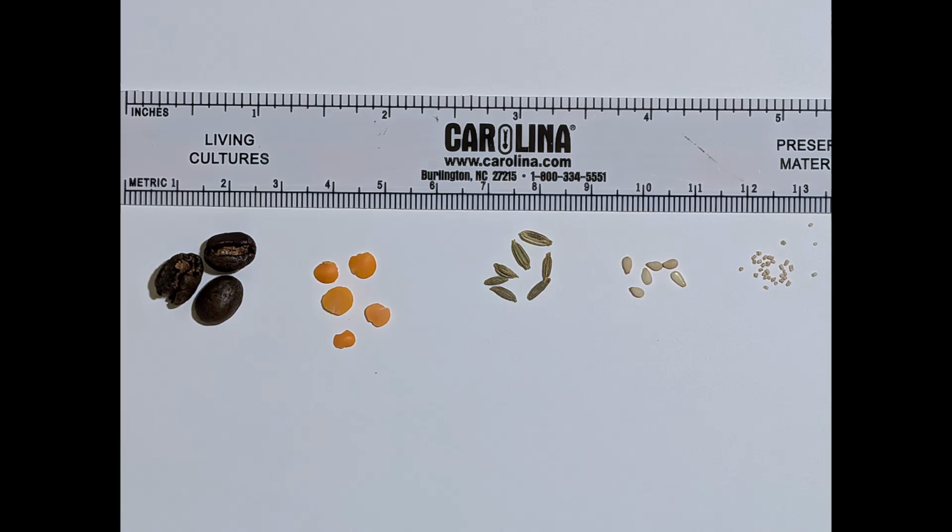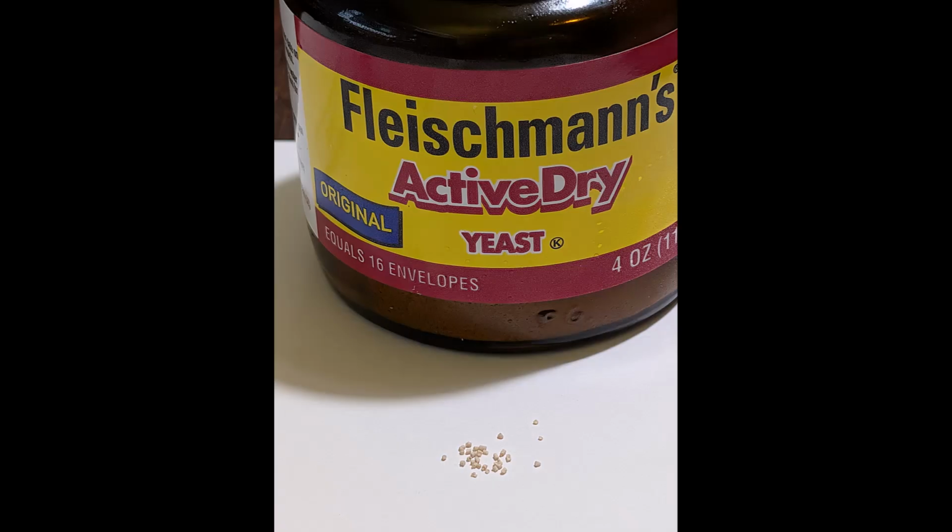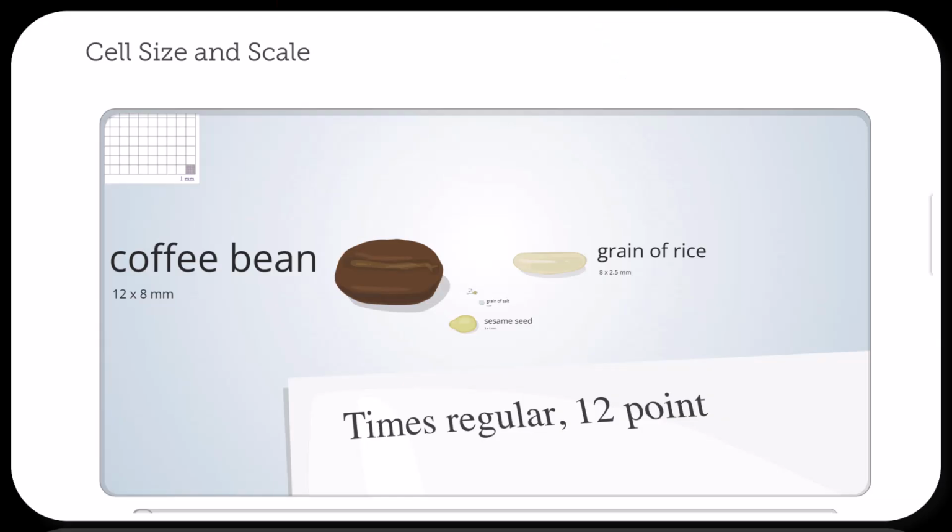Alright, so I just went to the kitchen and got a couple of things. I got coffee beans, lentils, fennel seeds, sesame seeds, and dehydrated yeast. And you can see still everything is visible, pretty small, but definitely visible. But let's talk about the yeast. These are not individual yeast cells. Let's check it out. Alright, let's see how small can really be.